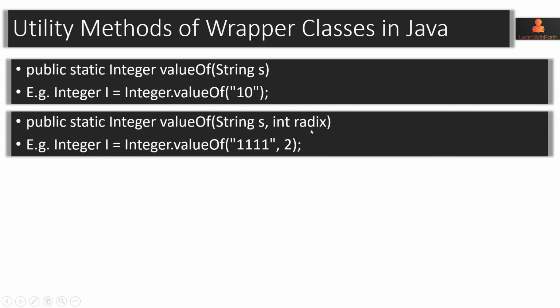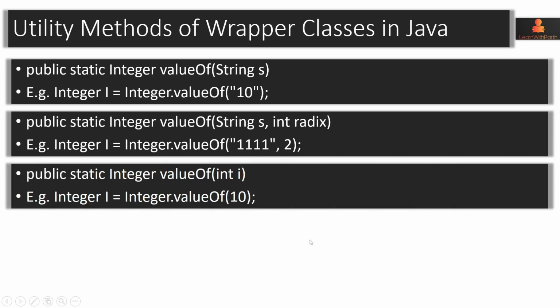This method will be useful if you have your data in string format, but it is in binary, like this 1111. You can specify that this is the data in binary, and convert it into the decimal integer. Here this is nothing but the value 15, and that value 15 would be stored in this Integer object. Another example is valueOf with a primitive type, as in Integer i is equal to Integer.valueOf(10).